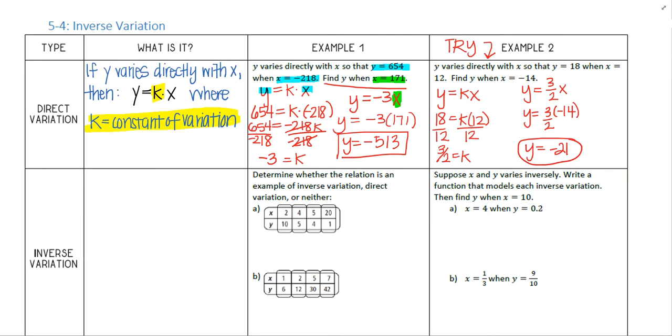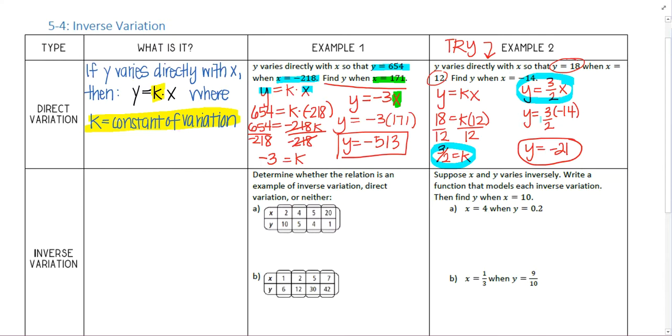So we have to first plug in the y and the x that they give us, which are 18 and 12, and we get that k is 3/2, or you could write it as 1.5 as well. So we can then have this equation, y equals 3/2 x.